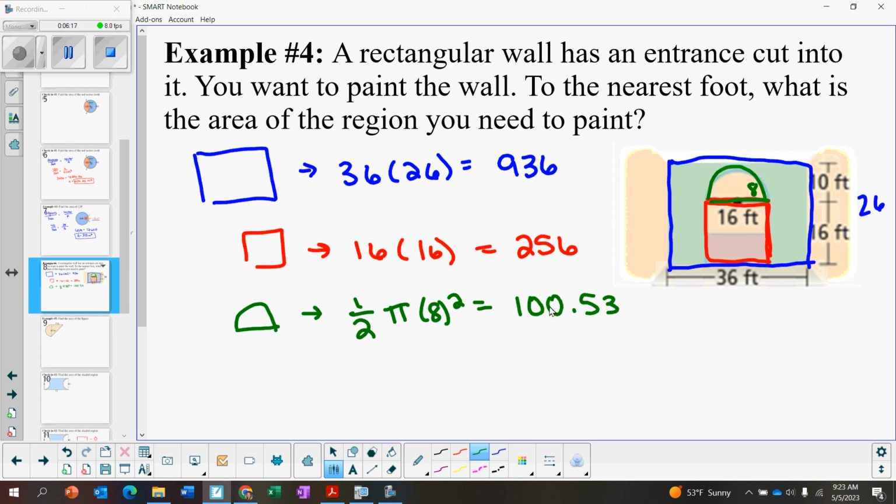So I can either add these together first and then take it away from the 936, or just do 936 minus 256 minus 100.53, and overall I should get 579.47 square feet.